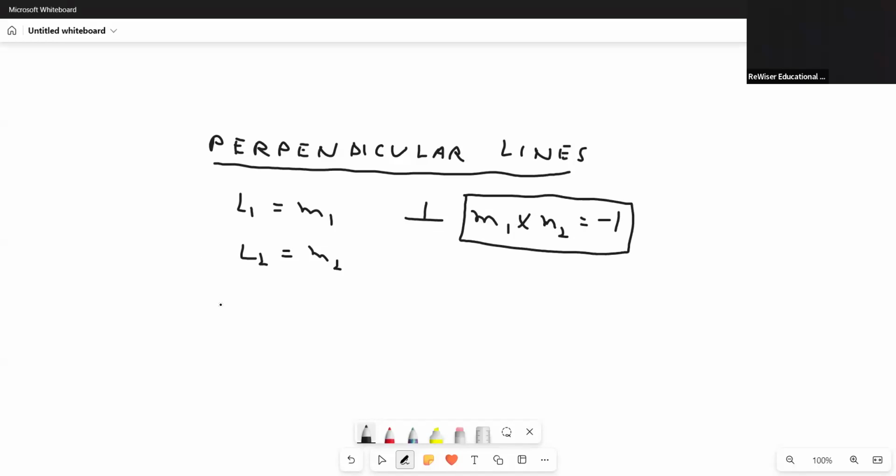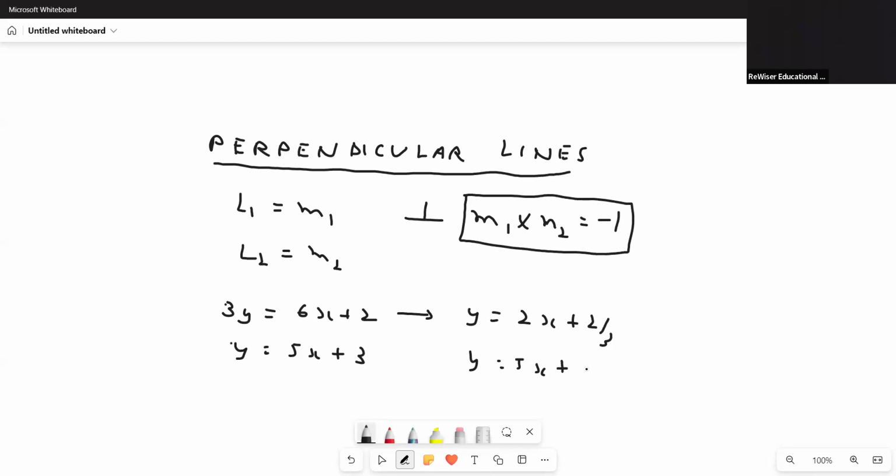Suppose I gave you the equations of a line 3y = 6x + 2 and y = 5x + 3. To find the slope, I have to make y the subject. So y = 2x + 2/3, dividing by 3 on both sides, and y = 5x + 3. So the slopes of the lines are 2 and 5.